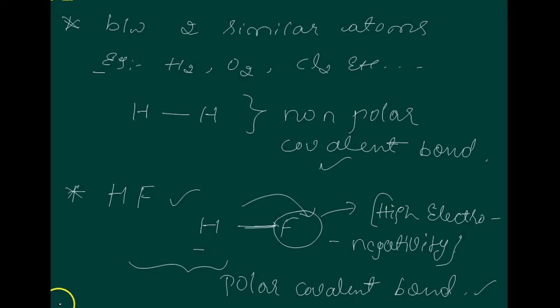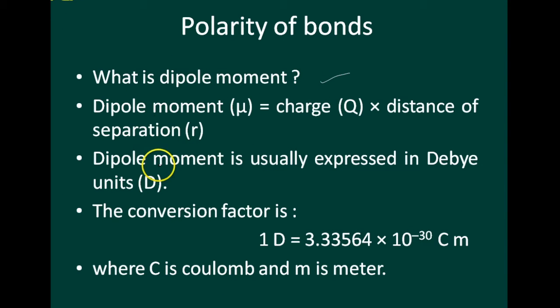Now I will explain what a dipole moment is. It can be defined as the product of the magnitude of the charge and the distance between the centers of the positive and negative charge. It is expressed in debye units, where 1 debye is equal to 3.33564 × 10⁻³⁰ coulomb meter, where m is the meter.